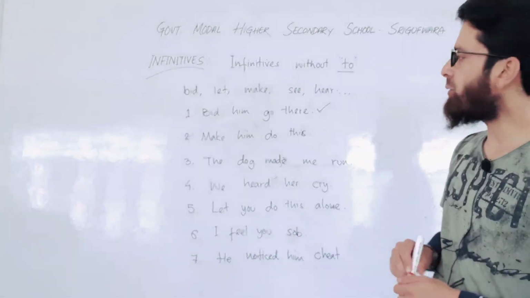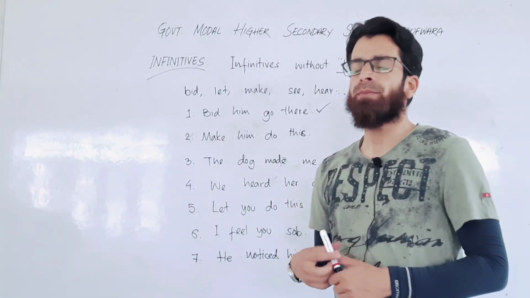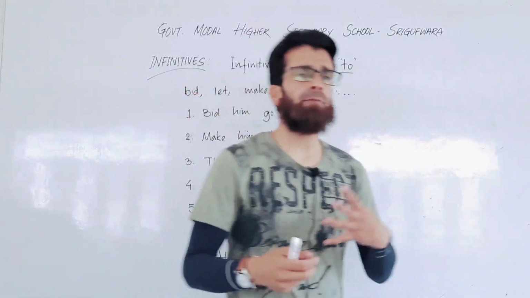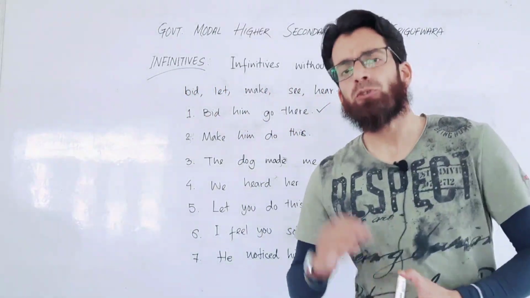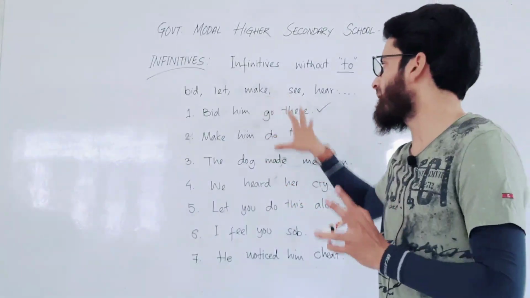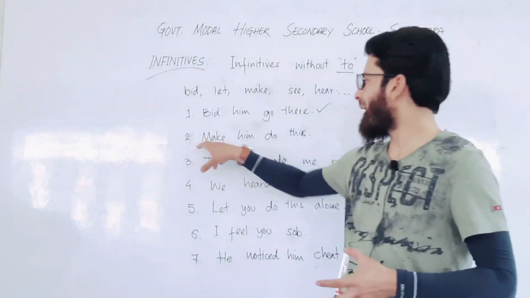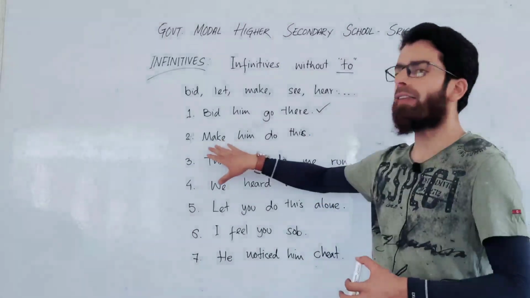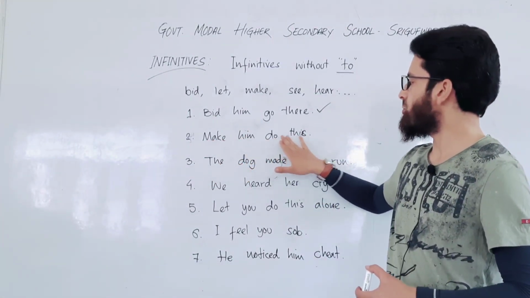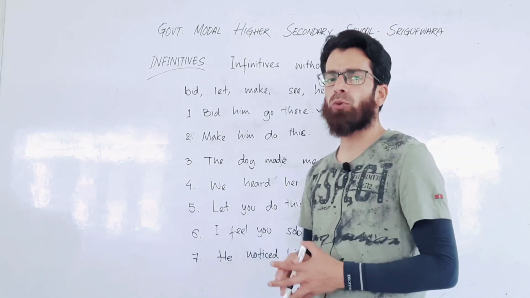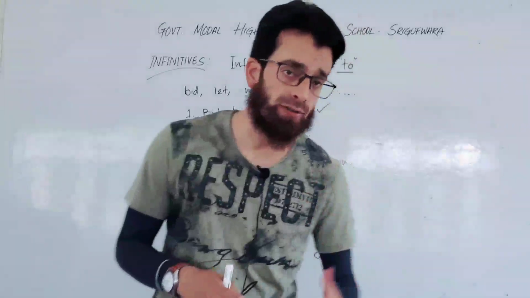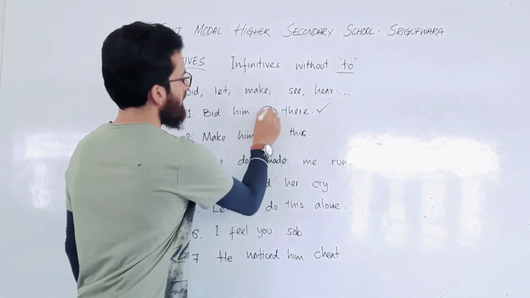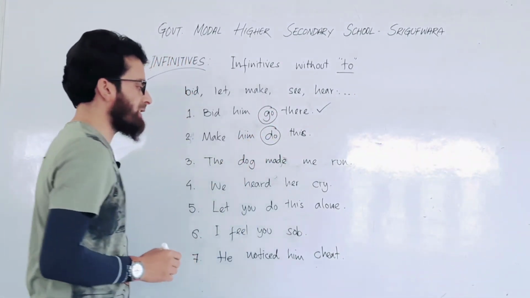So when you have bid, and after it you have to bring an infinitive, drop the part to of the infinitive. Second, make him do this, not make him to do this. Here you use make in the causative sense. Go is an infinitive, do is an infinitive.